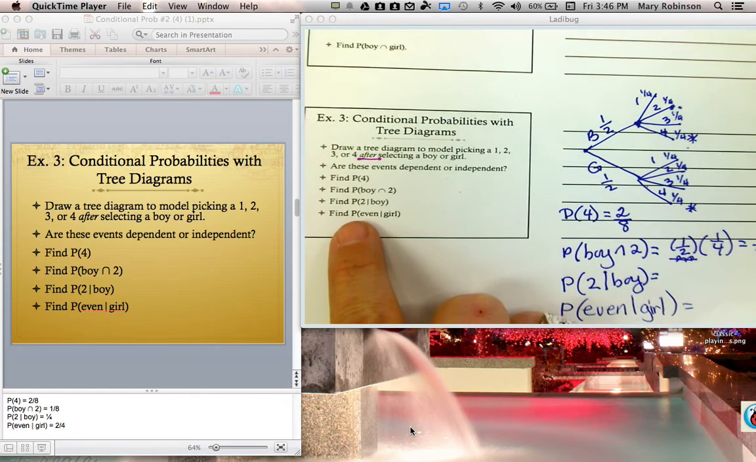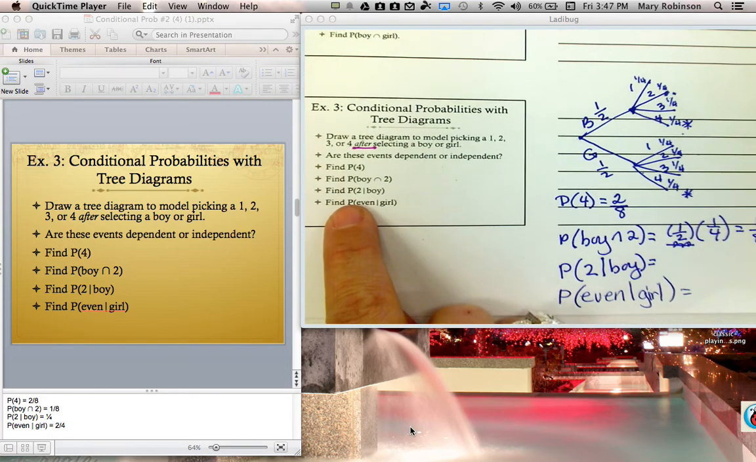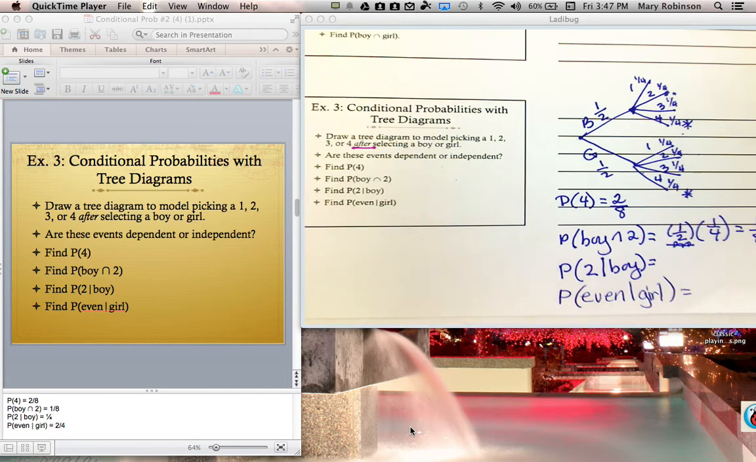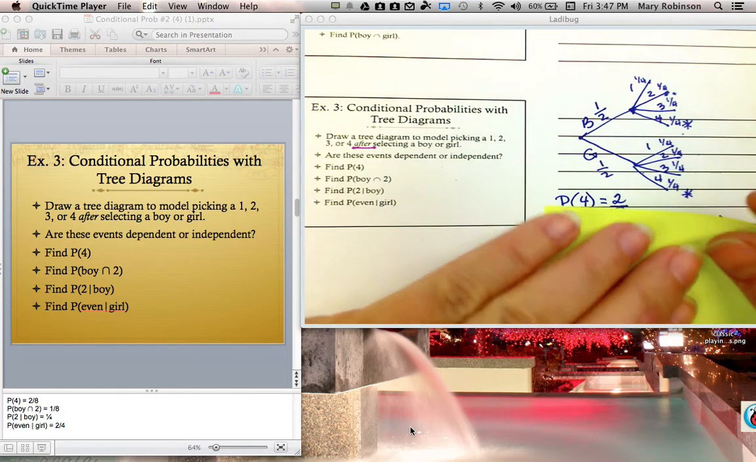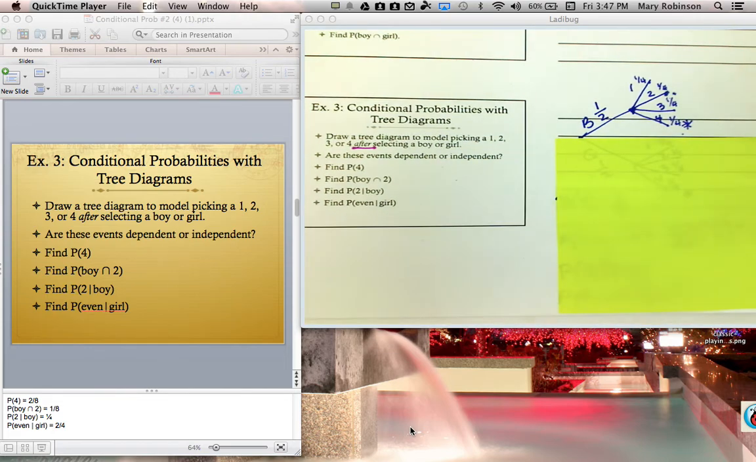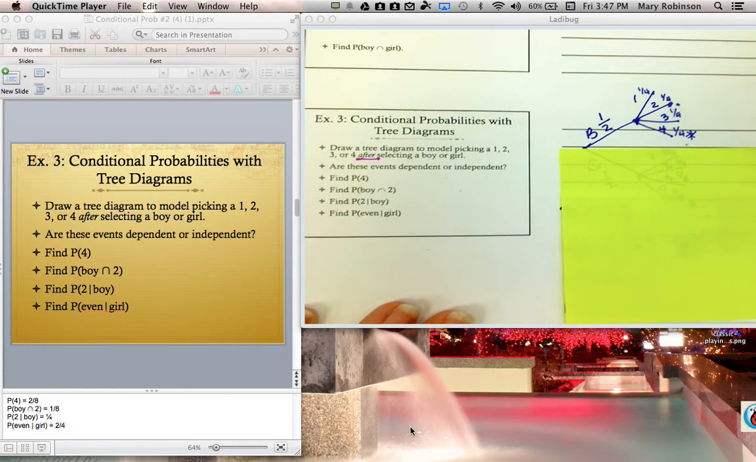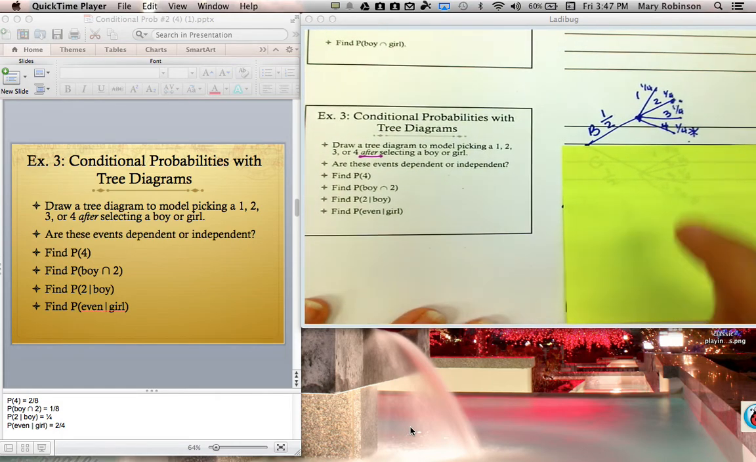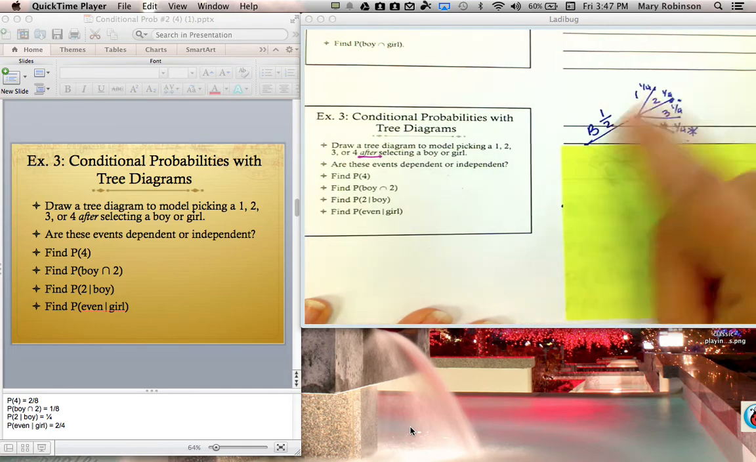Now we're picking up on this third part, finding the probability of 2 given that they're a boy. So what I want you to think about this time is not multiplying two probabilities, but actually thinking what part of the tree diagram shows only boys. If we already know that they're boys, we can basically ignore this half of the tree diagram. We do not need it to solve the problem. Our sample space actually changes size. Instead of having 8 in our sample space, we only have 4.